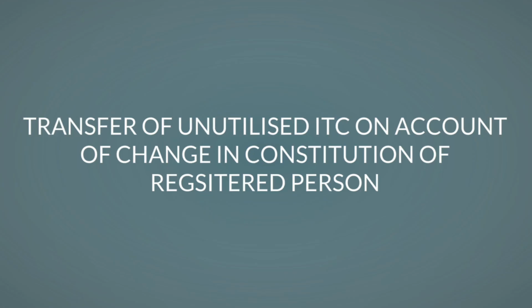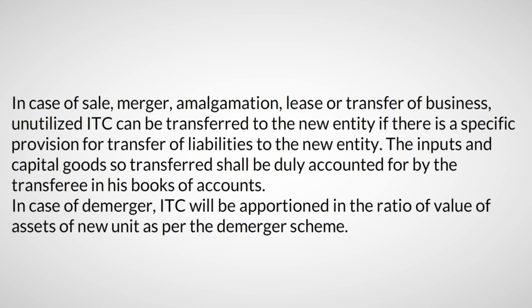Transfer of unutilized ITC on account of change in constitution of registered person. In case of sale, merger, amalgamation, lease or transfer of business, unutilized ITC can be transferred to the new entity if there is a specific provision for transfer of liabilities to the new entity. The inputs and capital goods so transferred shall be duly accounted for by the transferee in his books of accounts. In case of demerger, ITC will be apportioned in the ratio of the value of assets of the new unit as per the demerger scheme.